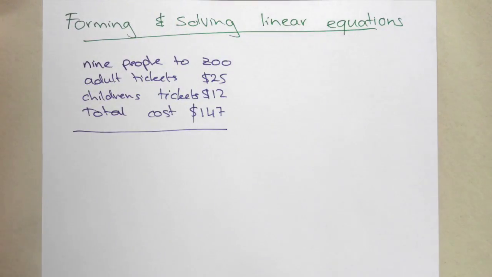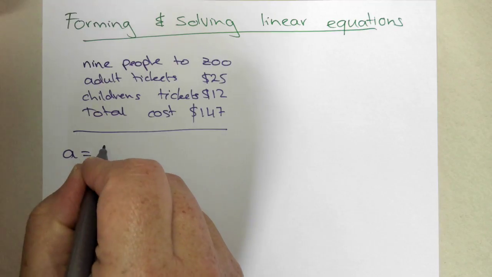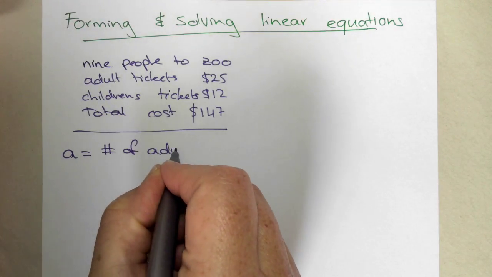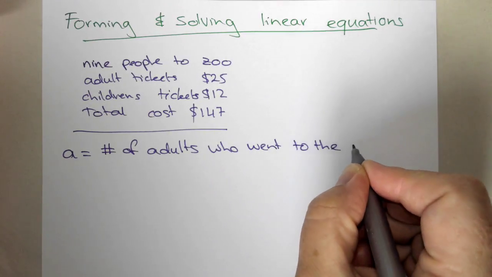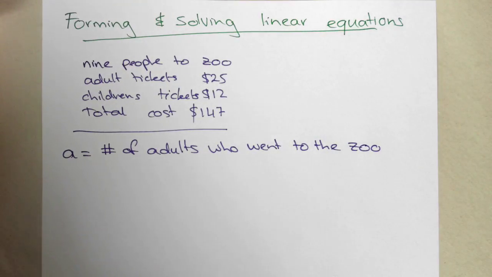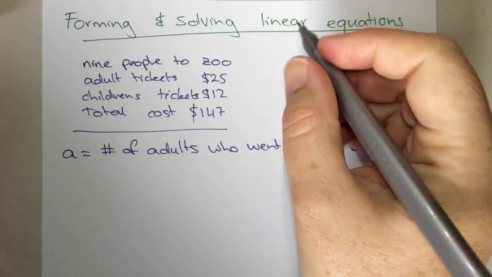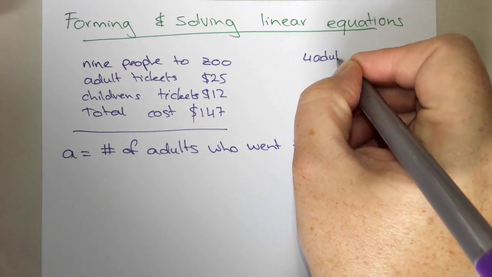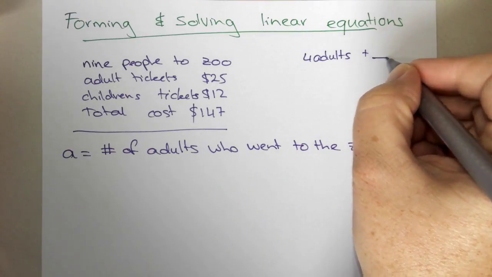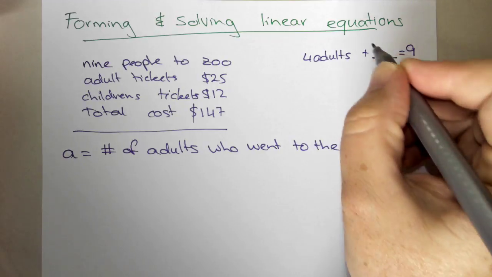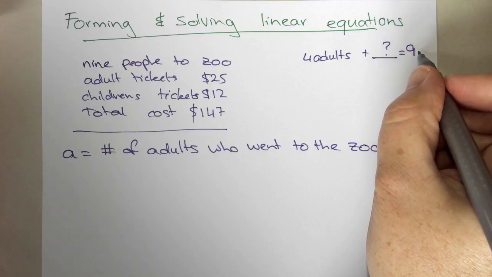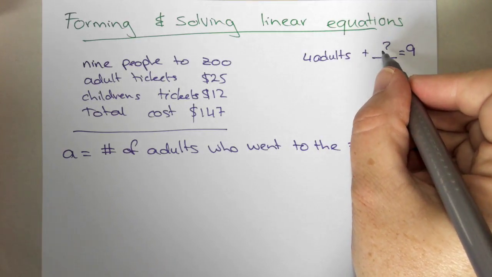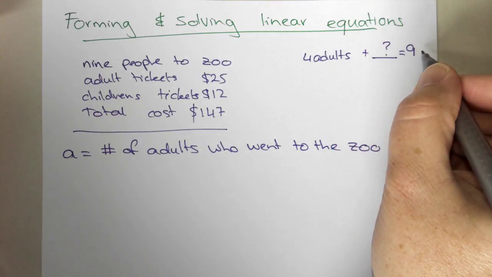So let's define ourselves a variable, and let's say A is going to be equal to the number of adults who went to the zoo. Now we need to come up with an expression for how many children went. Say I said to you that there were 4 adults who went to the zoo, and in total there were 9 people. How many children would that have been? Well, if there's 4 adults, total is 9. 9 take away the 4 leaves us with 5 children, or 4 plus 5 is equal to 9.